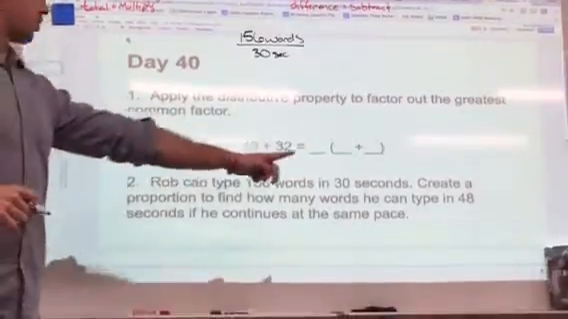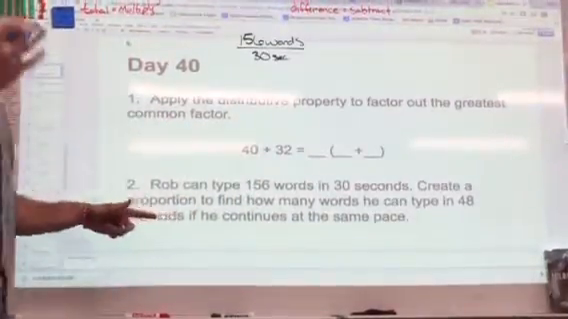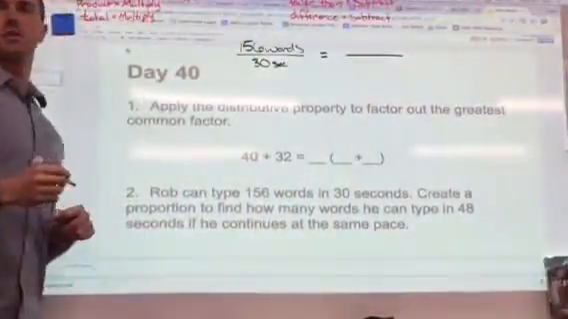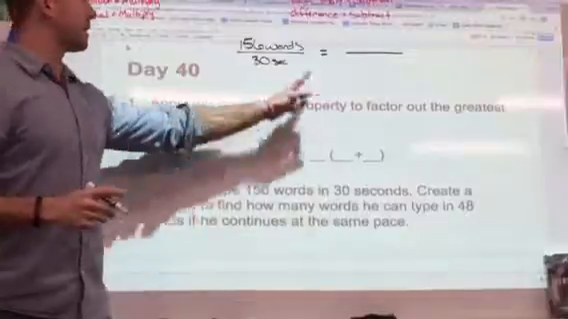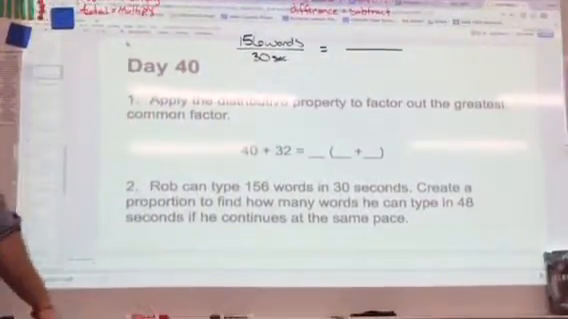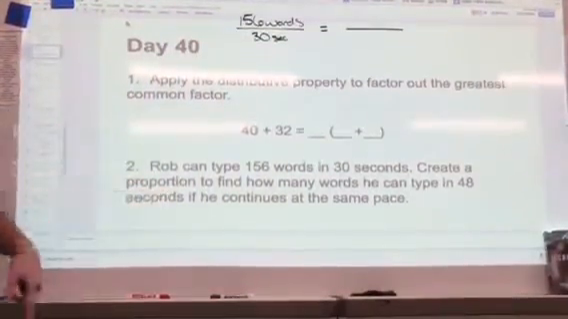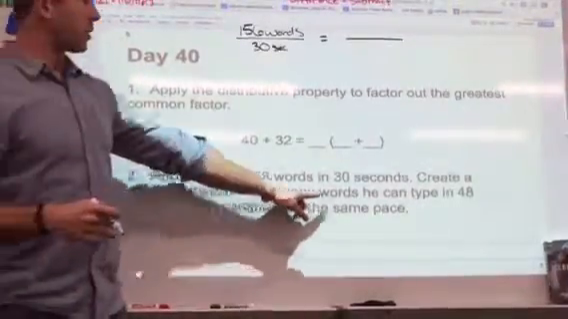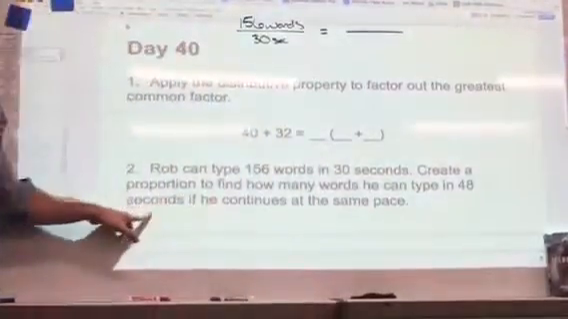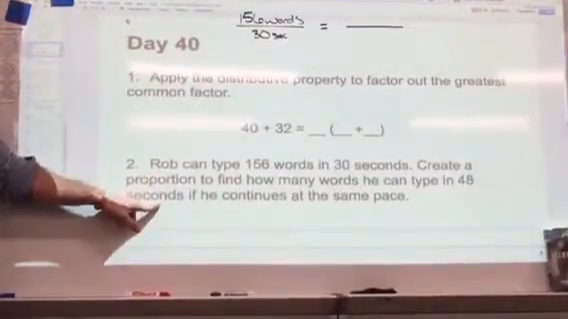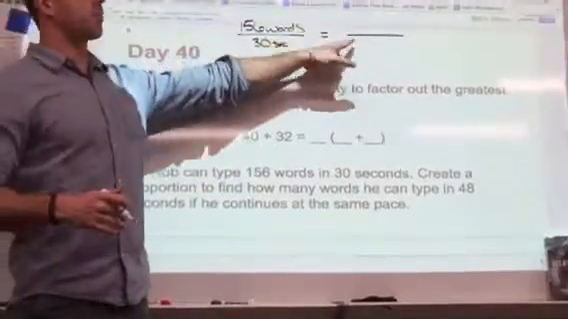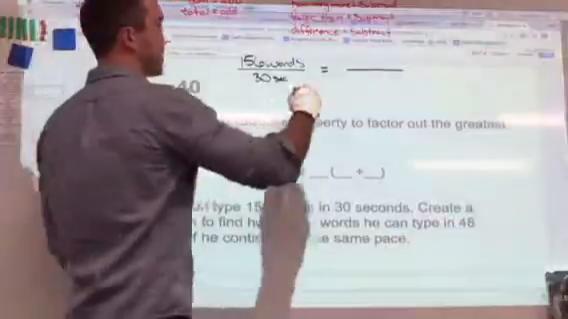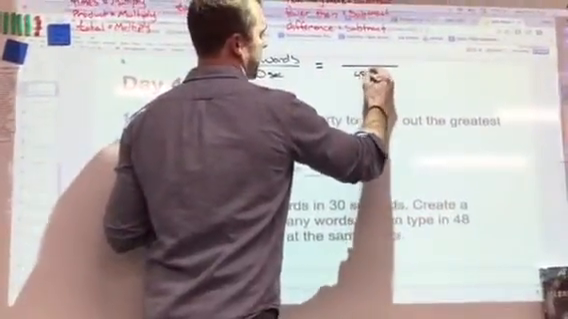Now, create a proportion. So right away, you know that you're just going to put an equivalent to another rate. That's all a proportion is, where you take one rate and find an equivalent rate. Now, usually they're going to give you another piece of information. To find how many words can be typed in 48 seconds. So would my 48 seconds go on top or bottom? Bottom, because my seconds are already on bottom. Again, focusing on labels.